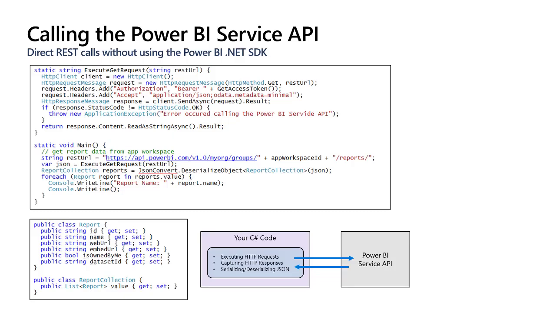So here's an example where I have a method called execute get request. And note that my code has to work kind of down at a low level with the HTTP client in .NET. I then have to add an authorization header to my requests and basically pass the access token inside there. One other thing you might note about this is that when you call into the Power BI REST API and it gives you back JSON, if you're not going to use the SDK, typically you're writing code to convert the JSON that's returned into some strongly typed .NET object.